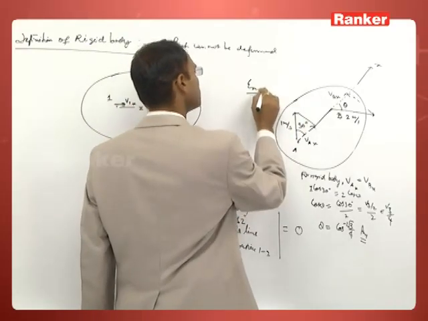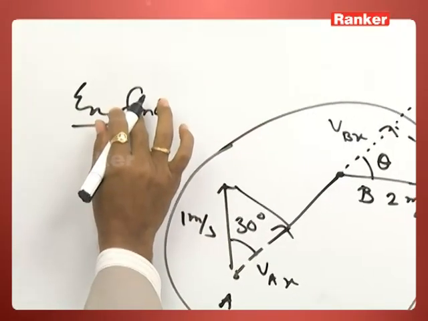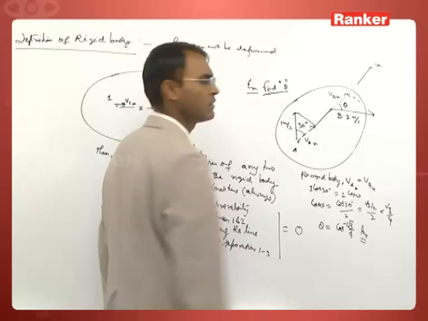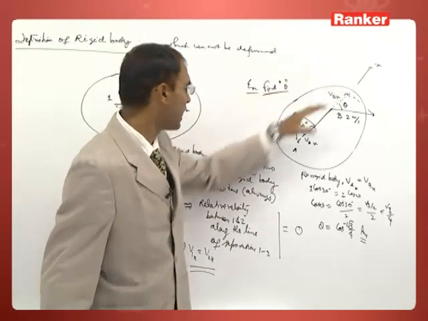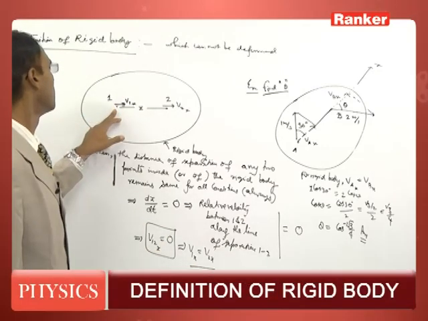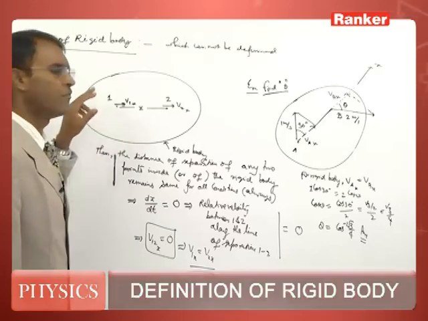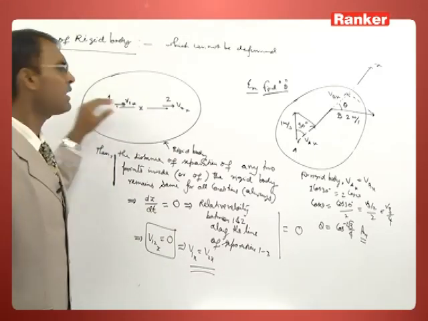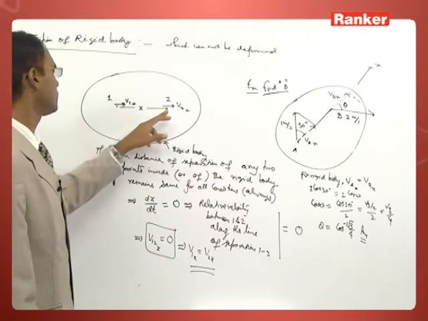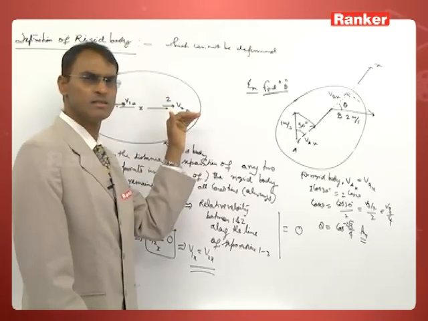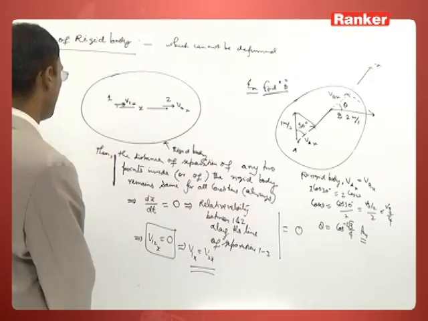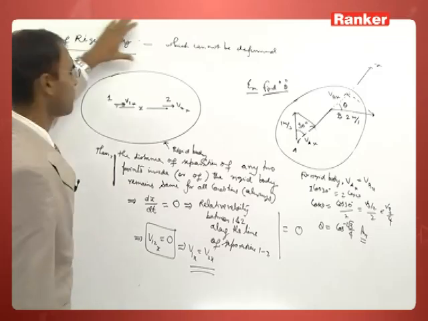So if the body is rigid, find theta. If the body is rigid, we can calculate theta by using the condition of rigid body, which states that the relative velocity between any two points of the rigid body along the line of separation is 0, or these 2 points move with the same velocity, same speed, same direction along the line of separation. So the definition of rigid body is over.